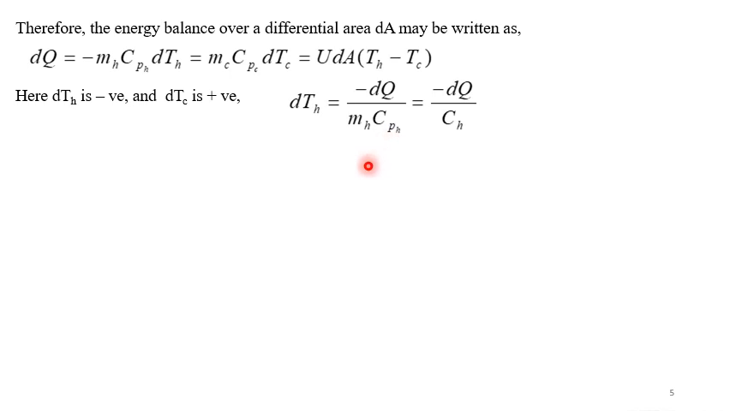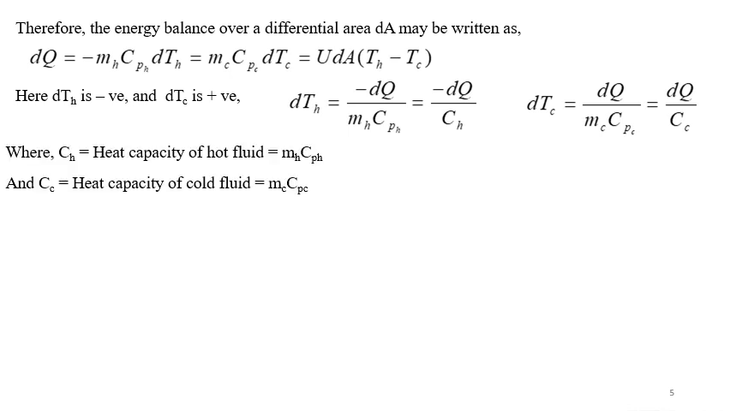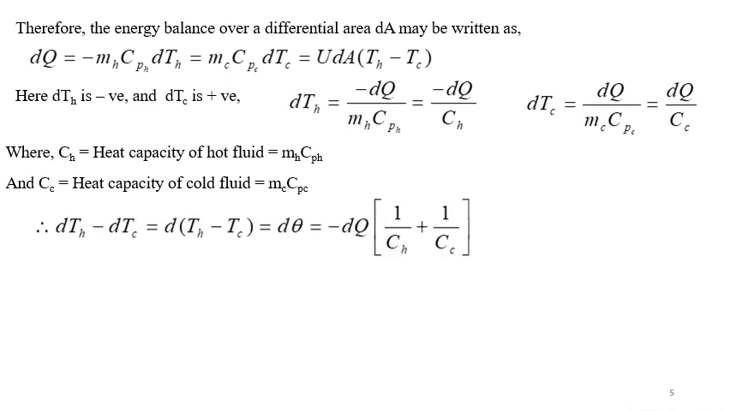And similarly we can consider dq as equal to mc cpc dTc. By rearranging that equation, dTc is equal to dq by mc into cpc, which is equal to dq by Cc, where Cc is the cold fluid heat capacity. Okay, so Ch is the heat capacity of hot fluid, and Cc is the heat capacity of cold fluid.